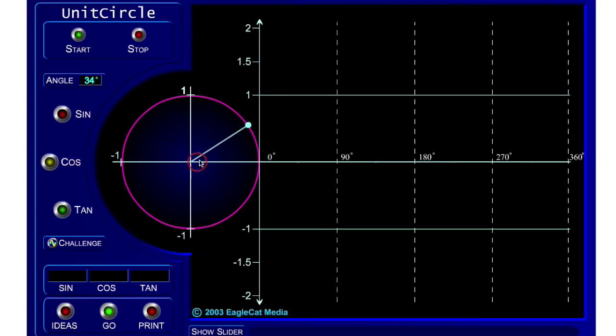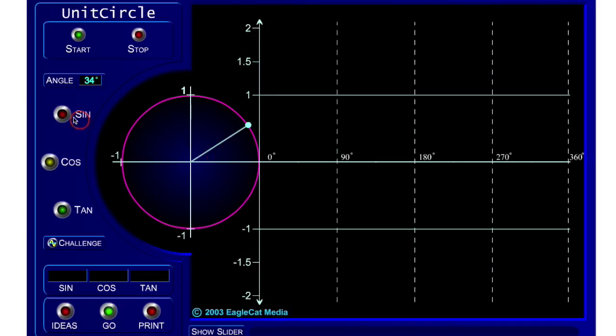Remember, it has a radius of 1, and I have a point P. Remember, this point P can be described as being x, y, but equally it could be described as being cos theta, sine theta, where theta is the angle swept in between the ray and the x-axis, so it's this angle in here.